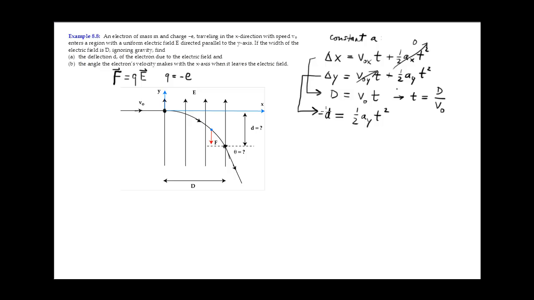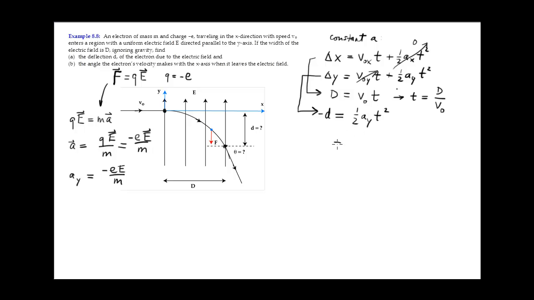Now what's ay? Let's go back to the expression for the force. Remember then that q times E is equal to m times a according to Newton's second law. So a is qE over m. q is negative little e, so it's minus e over m. Therefore, since that acceleration is in the y direction, the y component of acceleration is minus little e big E over m.